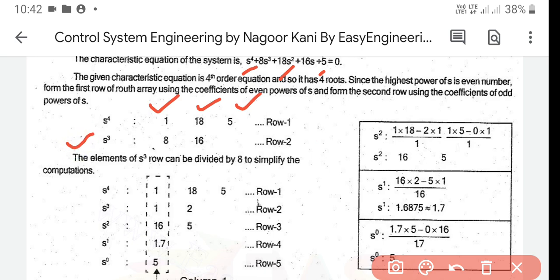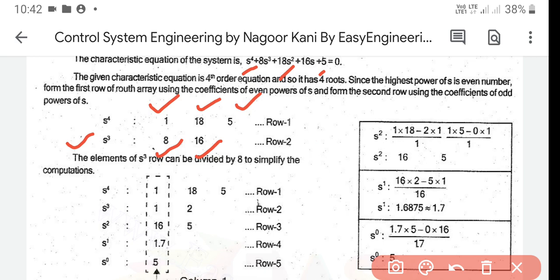Similarly, you have to write the odd powers here. Let's see what the odd power elements are: 8 and the next one is 16, yes, s power 1. That is nothing but 16. 1, 18, 5 are the first row elements, and 8 and 16 are the second row elements.